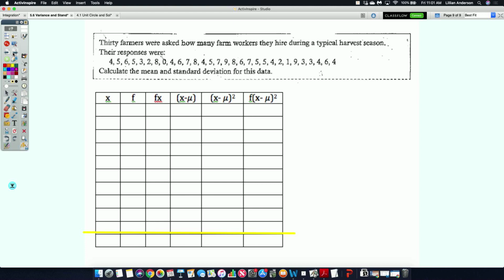Okay? So, 30 farmers were asked how many farm workers they hired during a typical harvest season, and these were the responses. We're going to calculate the mean and the standard deviation. So, what we need to do is put all of our x's in a table. And what do you think F stands for? Frequency. Because if we have 30 pieces of data, don't some of these pieces of data repeat? Yes. What's our smallest data value? 0. Do I have a 1? Yes. A 2? Yes. Do I have 3, 4, 5, 6, 7? Yes. And an 8? And I'm guessing a 9 as well, huh? Yes. Cool deal. Go ahead and complete my frequencies for these x values as well.